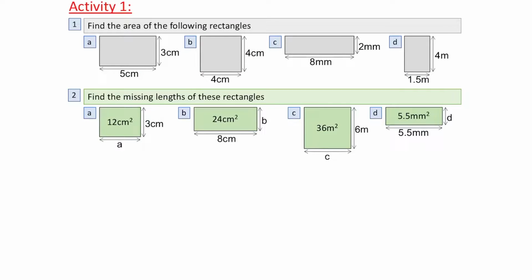So now I need you to pause this video and try these questions on your screen to find the area of the rectangles and also to find the length given the area of a rectangle. So remember, when you are finding the length, you first write out the equation for area, you substitute what you know into the equation, you then solve the equation using your inverse operations. So pause the video now.